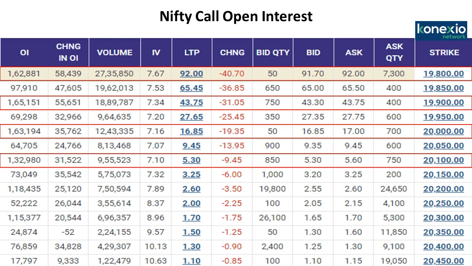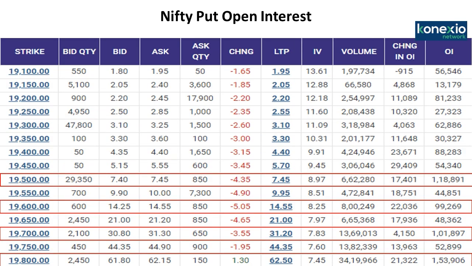So, friends, let us discuss the Nifty put data. In Nifty puts, you will see on the screen the action was seen in 19,800 put, again same strike price, 19,700 puts, 19,600 puts, and 19,500 puts. Now here you can see the option premium is flat to negative, slightly negative. Implied volatility is low, it is between 7.60 to 8.97.